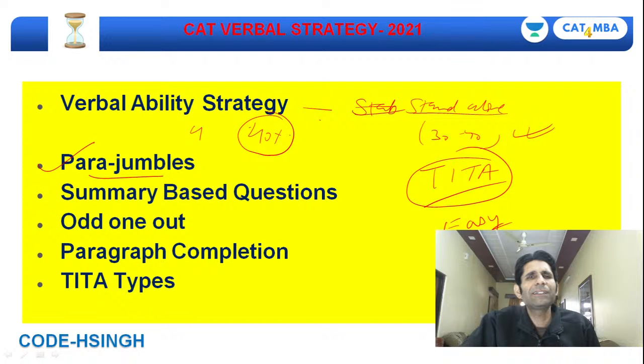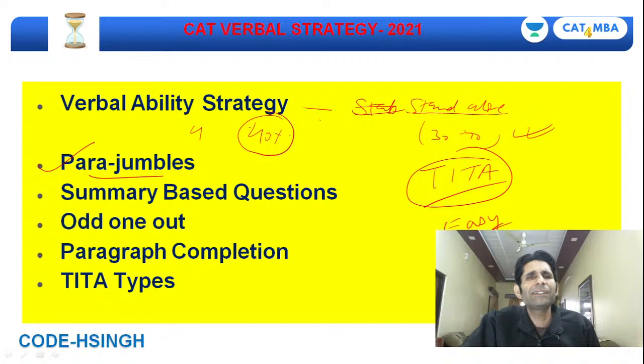Guys, I think these questions are very, very scoring. ठीक है, summary based questions बहुत scoring होते हैं. Give enough practice to summary based questions because you will always get an accuracy of around 80 to 85% on summary based questions. I think this is one section that you can really dominate.